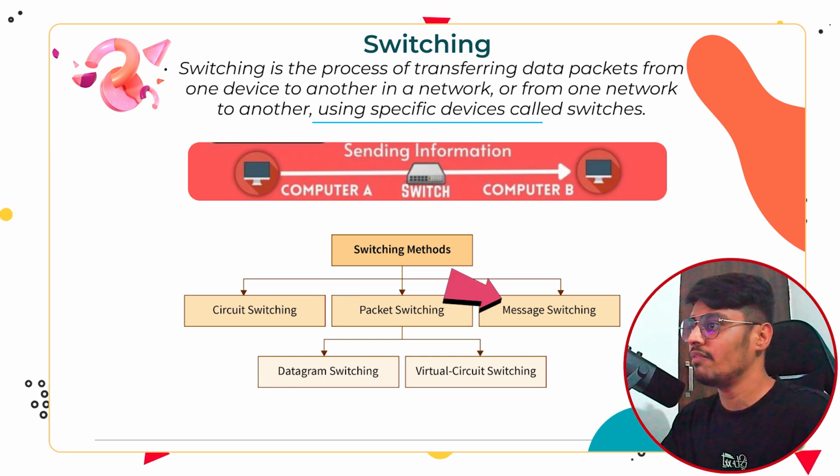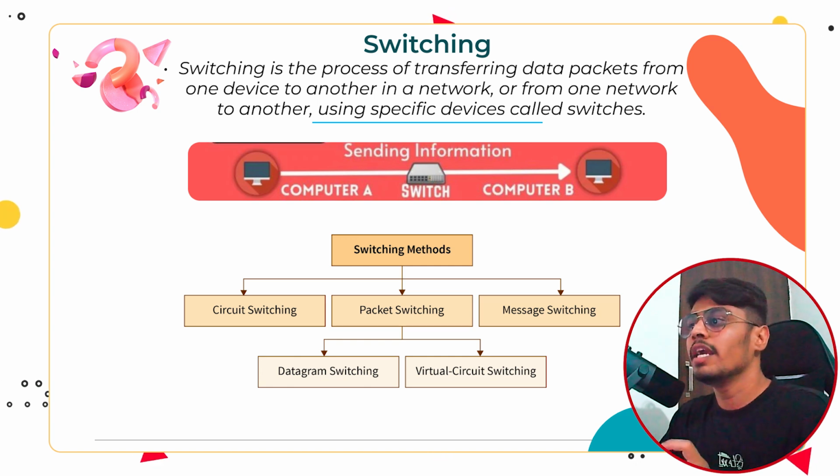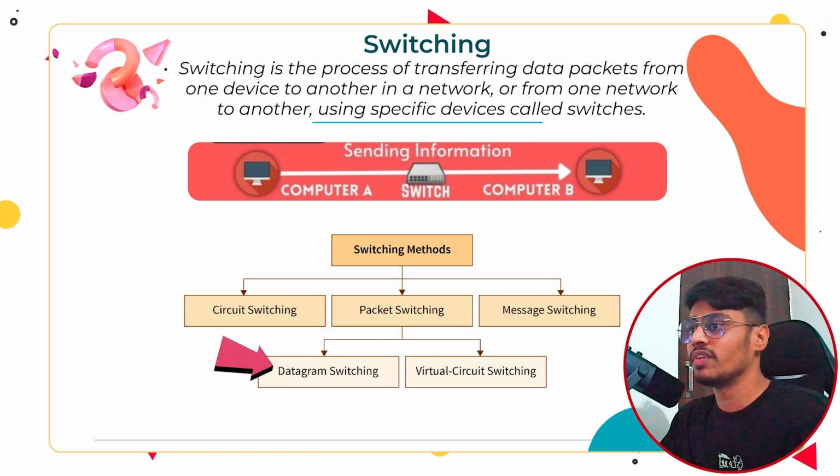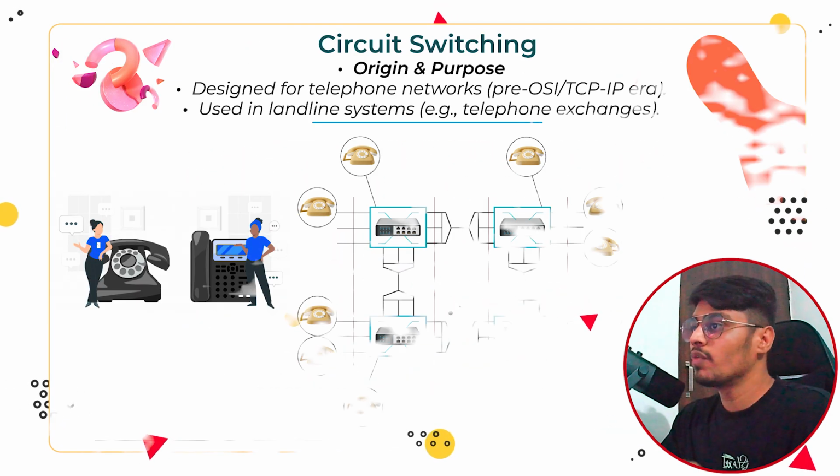Actually, message switching was used before packet switching, but we will discuss it at the end of the video. In packet switching, we will discuss two types: datagram switching and virtual circuit switching. Now, moving forward to circuit switching.